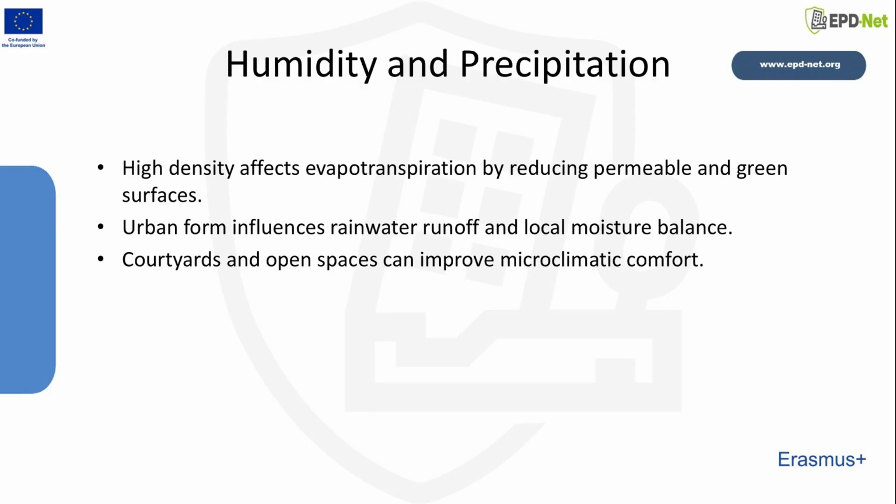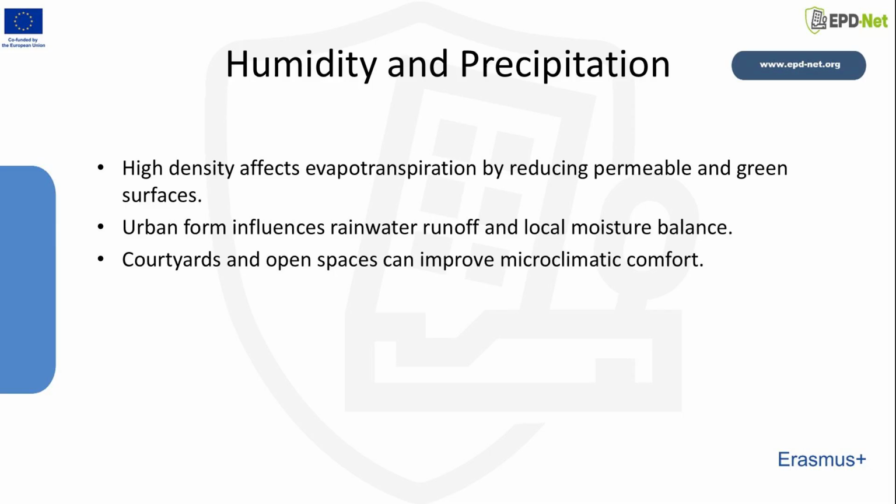Urban density also plays a significant role in regulating humidity and precipitation dynamics. In high-density environments, the reduction of permeable and green surfaces limits evapotranspiration, which is a key natural cooling process. When soil and vegetation are replaced with impervious materials such as asphalt and concrete, rainwater cannot infiltrate the ground efficiently. This not only decreases moisture retention but also weakens the natural balance of local humidity.